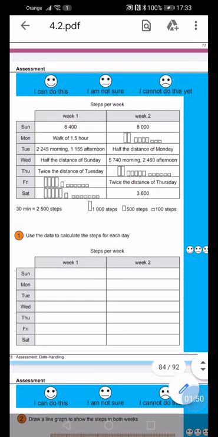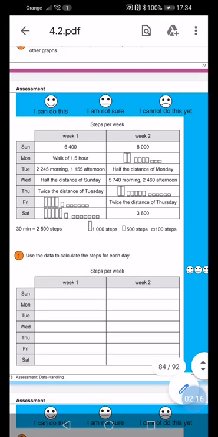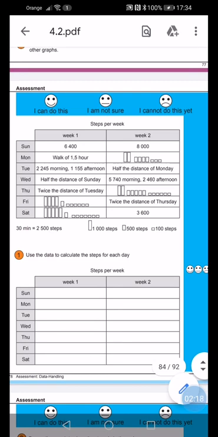Okay, so underneath the table you can see that 30 minutes walking is equal to 2,500 steps. A long bar is the same as 1,000 steps. A shorter bar is 500 steps, and then the small rectangle is 100 steps. Okay, so we use this information and the clues given to work out how many steps were taken each day, okay? And you write your answers in the table below.